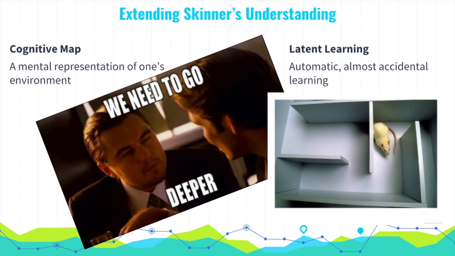While Skinner's work made great progress overall, it failed to delve into the actual mental processes at work within the mind. It didn't look at the influence of thoughts, perceptions, expectations, and emotions, which do manifest themselves in behaviors. Two types of this are cognitive maps and latent learning. Cognitive maps are a mental representation of one's environment.